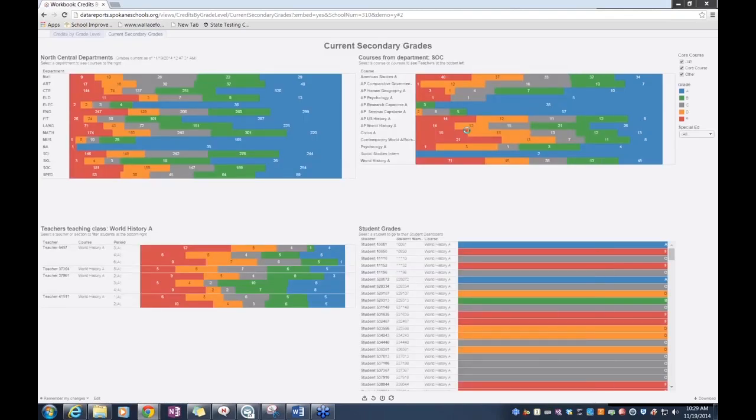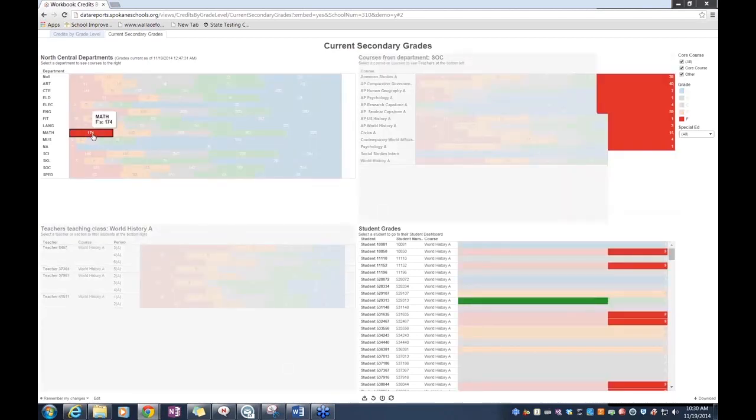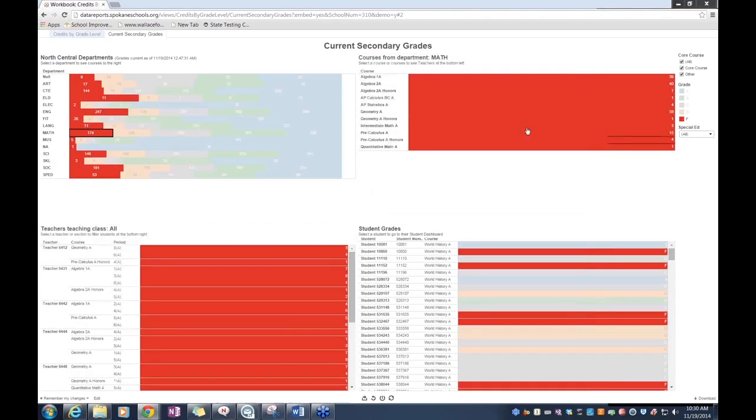So what you're seeing here on this far left-hand side is a very quick view of every single grade pulling out of the grade book constantly. These are live grades by department. Then I can go in and take a look at any department. So math has 174 Fs in it right now. I can click into there, and it will show me all of the math classes that have Fs.